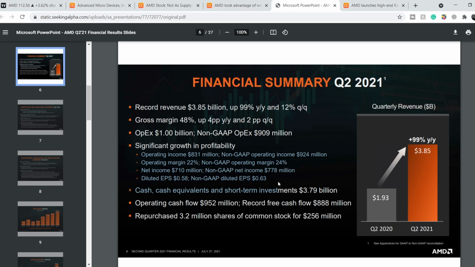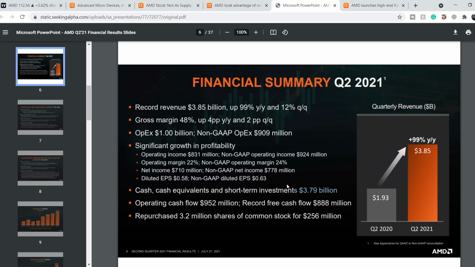Diluted earnings per share 58 cents. Non-GAAP diluted earnings per share 63 cents. Cash equivalents and short-term investments $3.79 billion. Operating cash flow $952 million. Record free cash flow $888 million. Repurchased 3.2 million shares of common stock for $256 million. And I have to say, this is one of the best financials that I've ever seen.